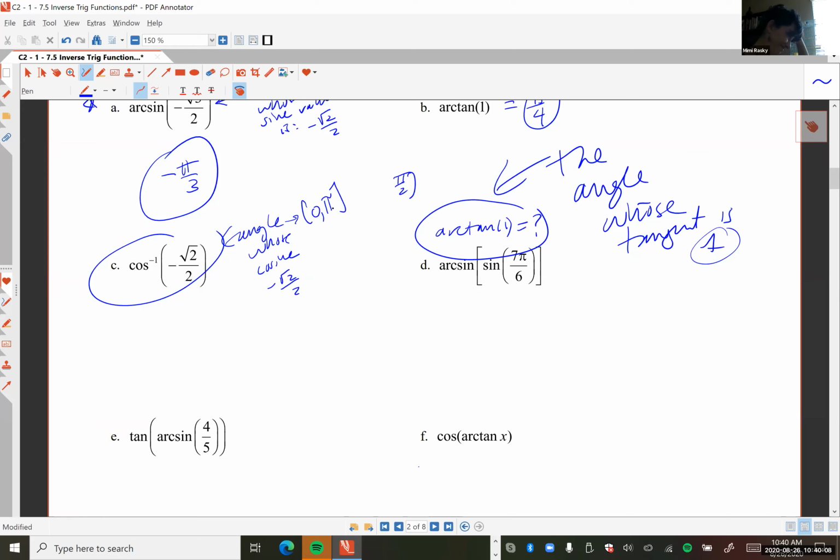Pi over 4? Can you hear me? Yeah, but that doesn't have a negative. Pi fourths has a positive cosine value, doesn't it? 3 pi over 4? Check over the unit trig circle. Can we see a circle? You may.